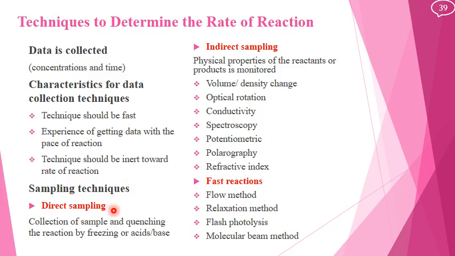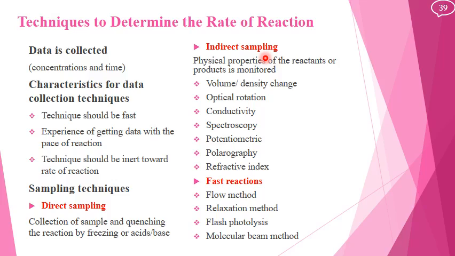What will be the sampling techniques? How do we collect the sample? We have two types of sampling. One is the direct sampling and second is the indirect sampling. In direct sampling, there is collection of the sample and quenching of the reaction by freezing or acid bases. We collect some reactants or products during the proceeding of the reactions, and after collecting the samples we will quench the reaction, meaning we will stop the reaction by freezing it or by adding some acids or bases.